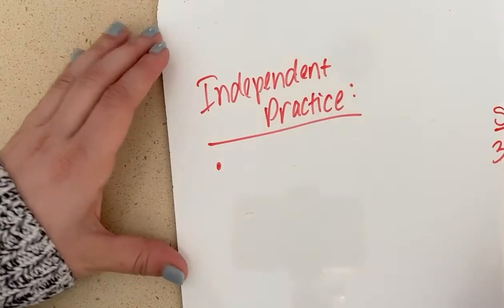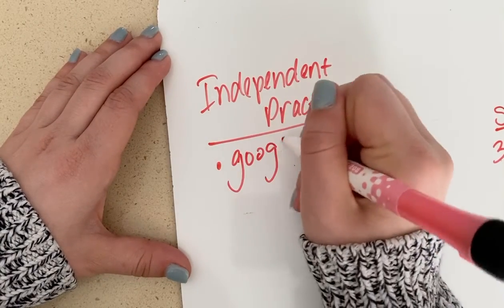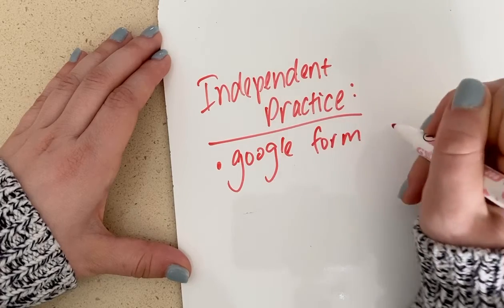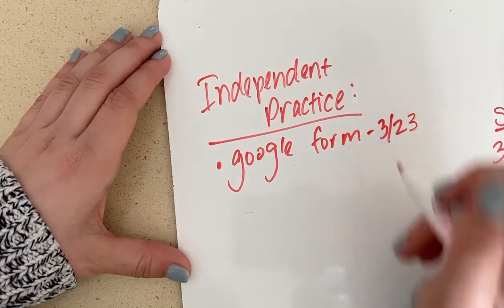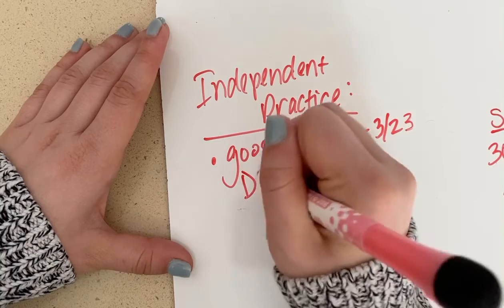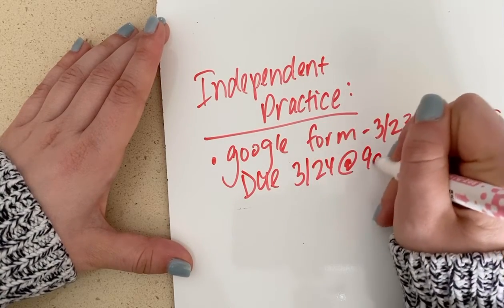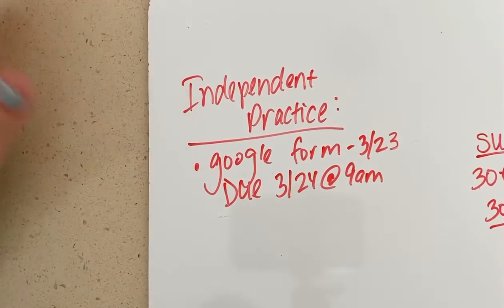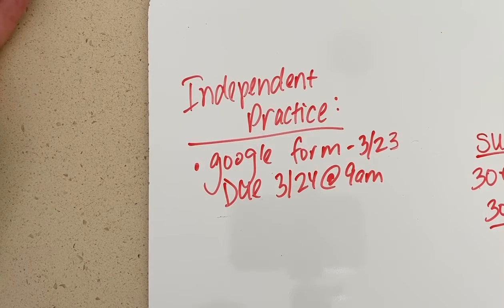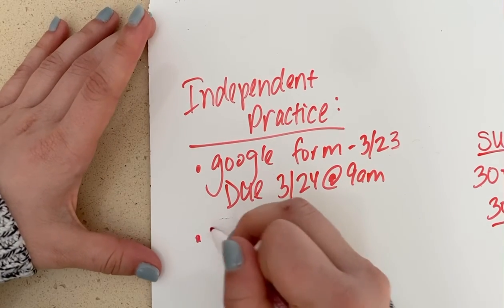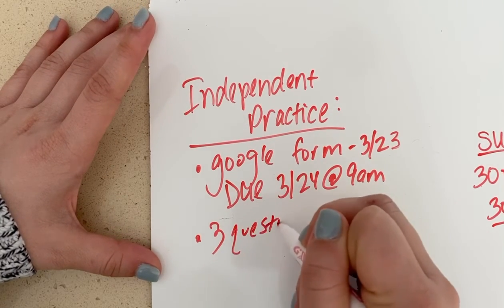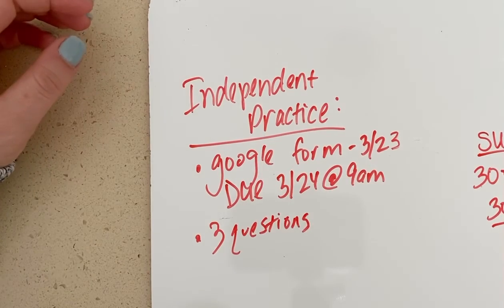log back onto Classroom and you're gonna look for the Google form that has today's date, which is 3/23. This is due tomorrow, 3/24 at 9 a.m. because at 9 a.m. or when our class starts, I believe it's at 9:20, I'm gonna start by going over the answers. So there are 3 questions. So you should get those 3 questions started.